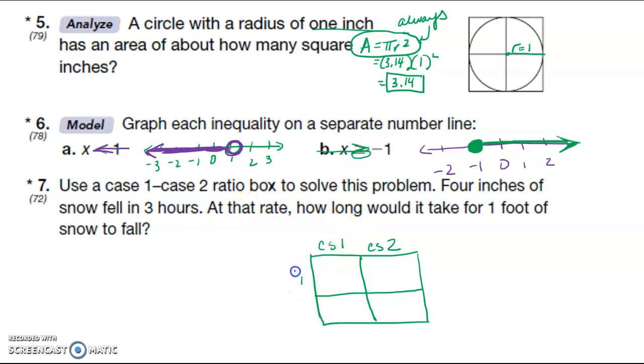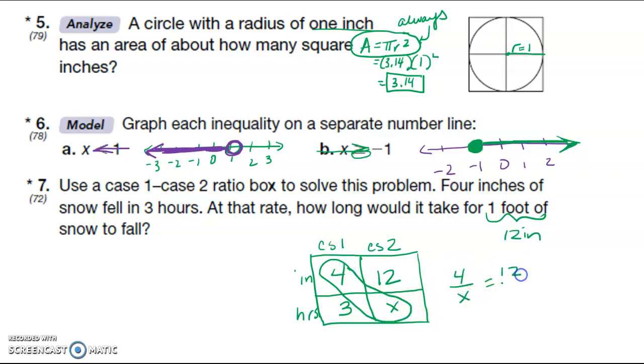So we have inches and hours. 4 inches of snow, oh my gosh, fell in 3 hours today. At what rate and how long would it take for 1 foot? Now remember, this is inches, so I have to make sure my units are still in inches. How long would it take for 1 foot to fall? So then we cross multiply, or I'm sorry, ratio box proportion cross multiply. Oops, that's supposed to be a 3.